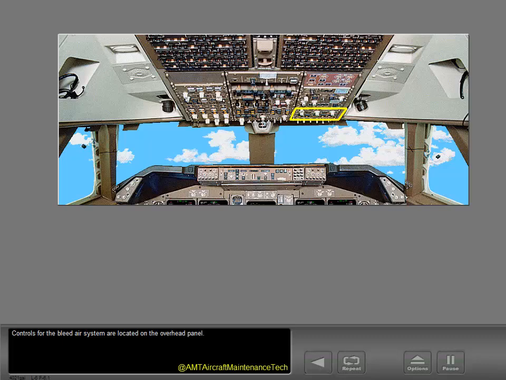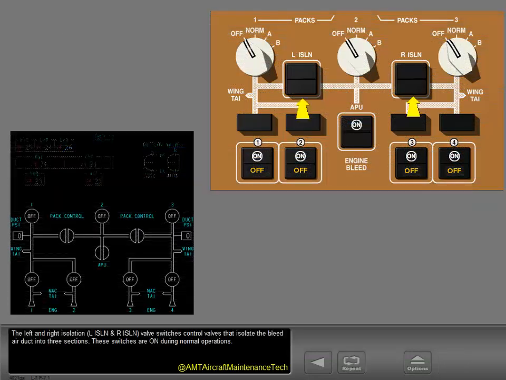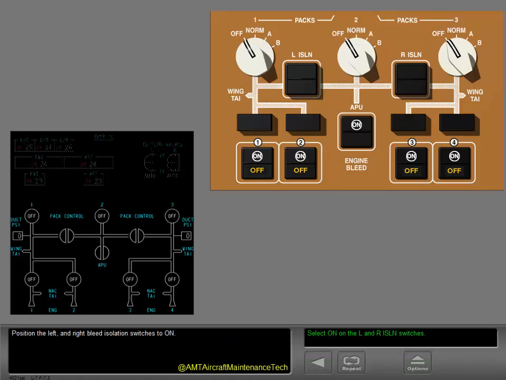Controls for the bleed air system are located on the overhead panel. The left and right isolation, or left ISLN and right ISLN, valve switches control valves that isolate the bleed air duct into three sections. These switches are on during normal operations. Position the left and right bleed isolation switches to on. Continue.